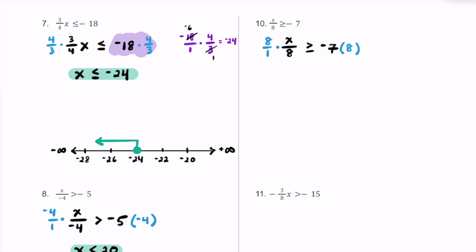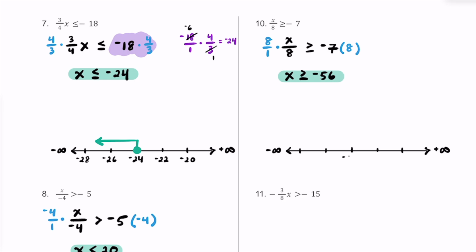Now, on the left side here, if we multiply, we're going to have 8 over 8, which can cross cancel to just equal 1. And so we're just going to have x on the left side. That's going to be greater than or equal to -7 times 8. 7 times 8 is 56, so -7 times 8 is going to be -56. So this would be our solution.